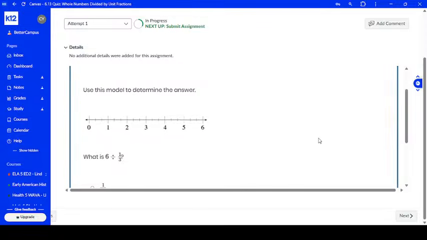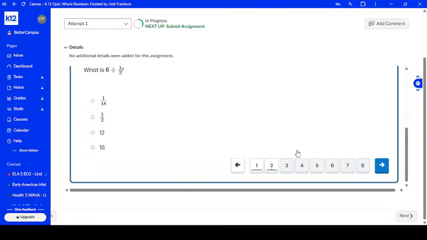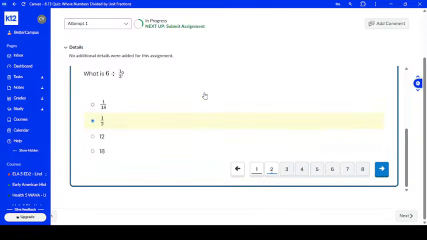Use the model to determine the answer. What is 6 divided by 1/3? Is it A, 1/18, B, 1/2, C, 1/12, or D, 18? You have 5 seconds to answer. 5, 4, 3, 2, 1. The answer is 18.